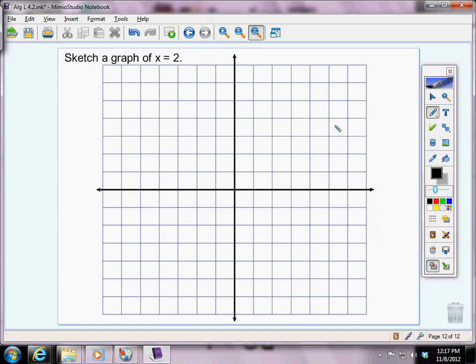Let's look at this one. Sketch a graph of x equals 2. Well, we want every single x value to be 2. So here's 2. So if I want every x to be 2, I want this value to be 2, and this one to be 2, and this one to be 2, whatever. We're talking about a vertical line through 2.